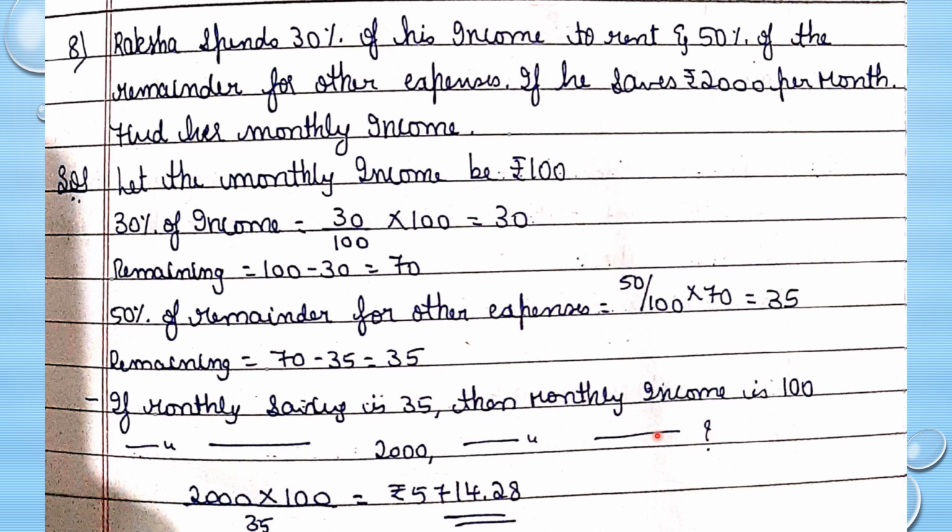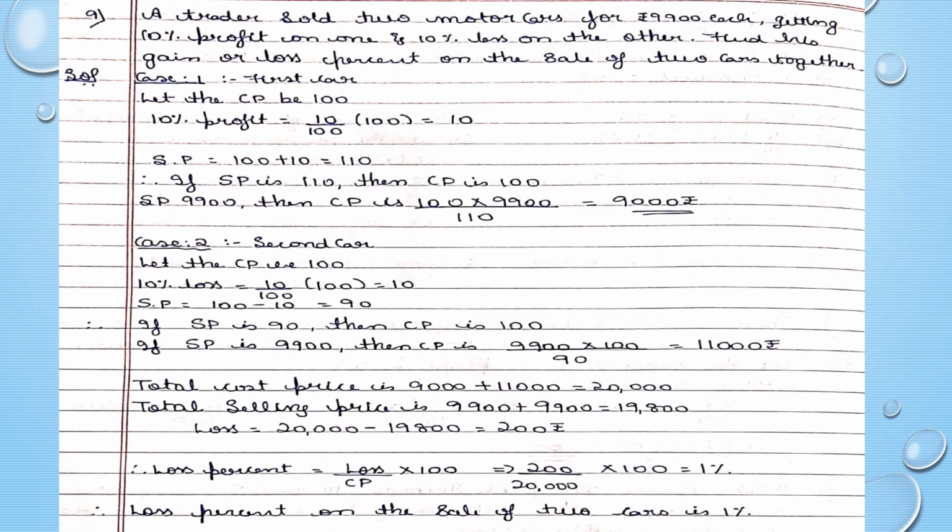So if you are saving 2000 rupees, what is your monthly income? Very simple. This 100 into 2000, cross multiply, divided by 35. So here you have done the same thing: 2000 into 100 divided by 35. So here you got rupees 5714.28. So this is the exact monthly income if you are saving rupees 2000. So if you are getting an income of 5714, then you are saving rupees 2000.